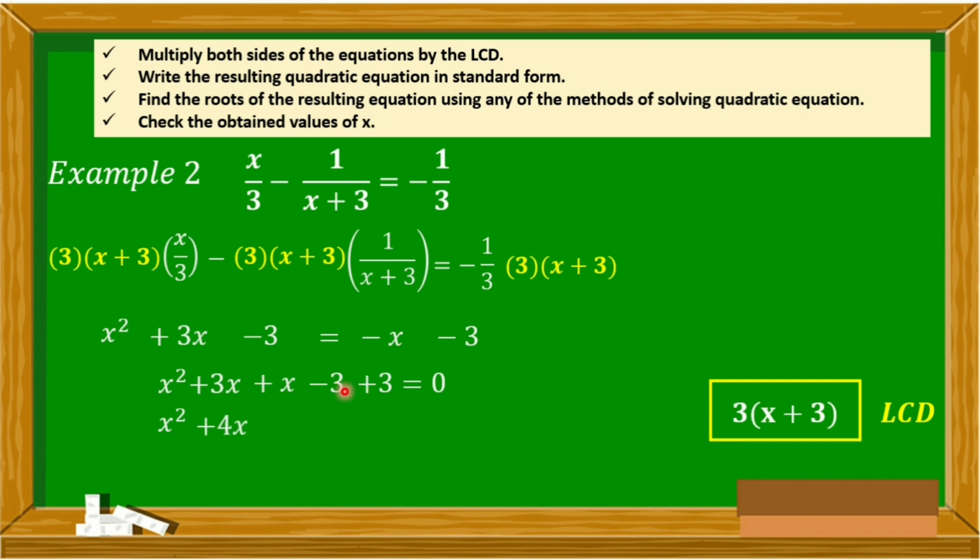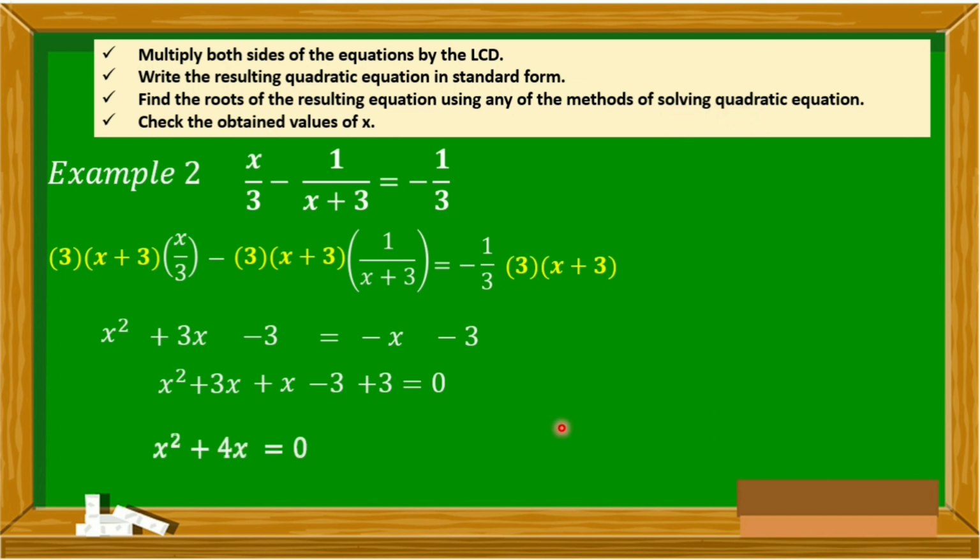Then, negative 3 plus 3, cancel na yan. Answer is 0. So, kung 0 na yan, kahit hindi na natin ilagay yung 0 dyan. Okay? So, equal to 0 na lang natin. Ito na yung resulting quadratic equation natin in a standard form. Next, step 3, find the roots of the resulting equation using any of the methods of solving quadratic equations.